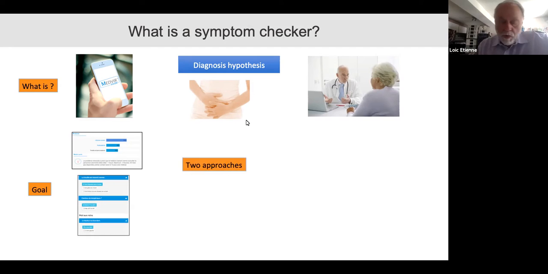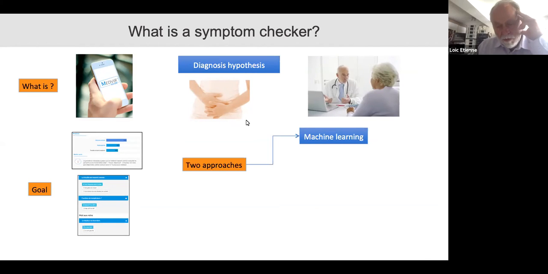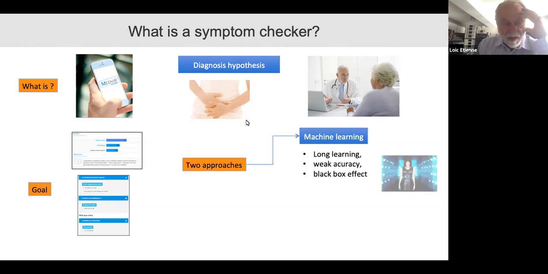Globally, there are two approaches. First, machine learning, Bayesian inference, decision trees, hierarchical reinforcement learning, and so on. It needs a long learning, its accuracy is weak, and there is a black box effect, but it's fashionable.